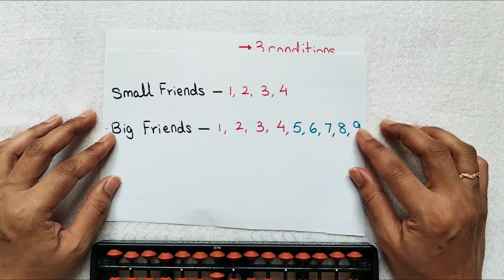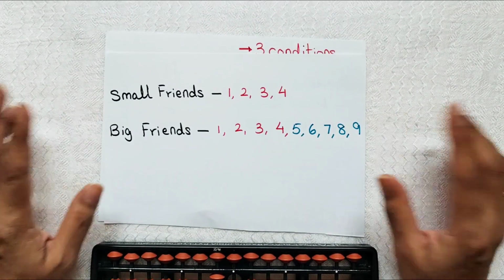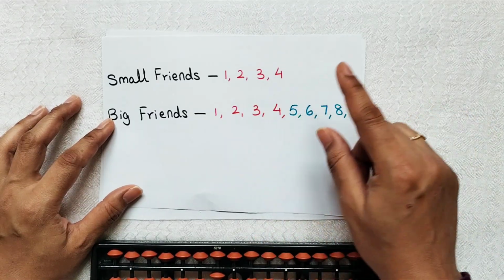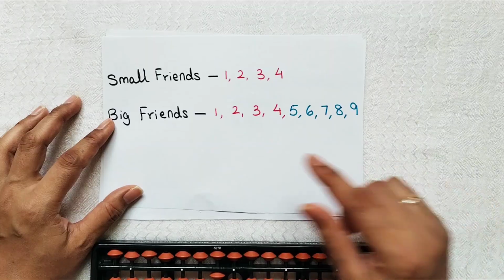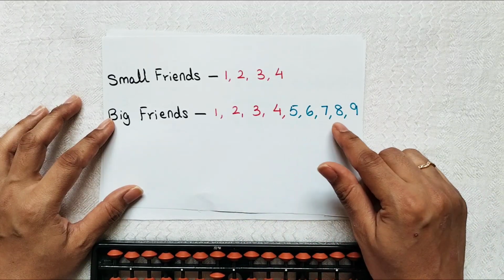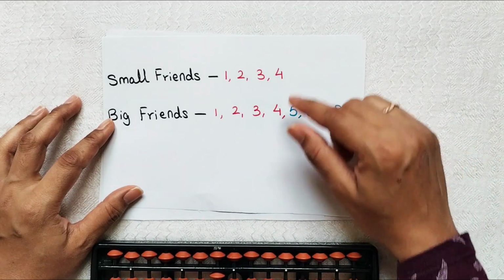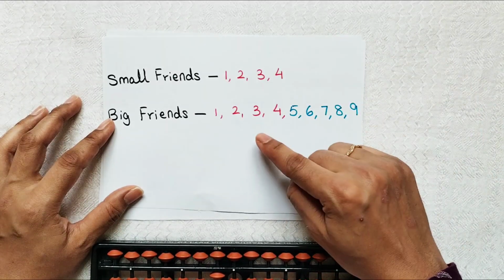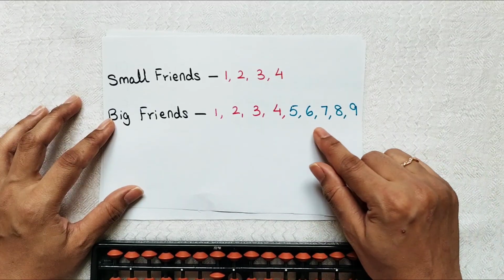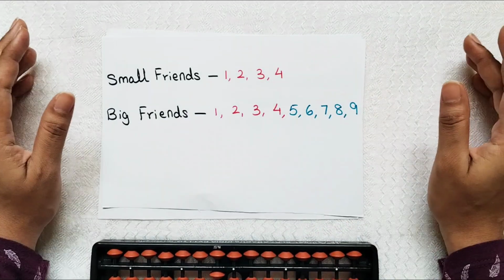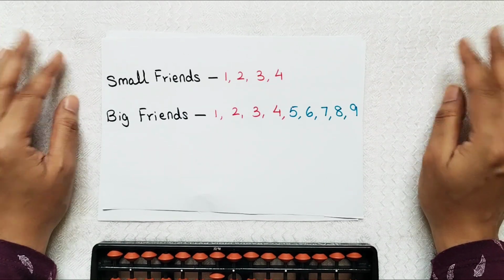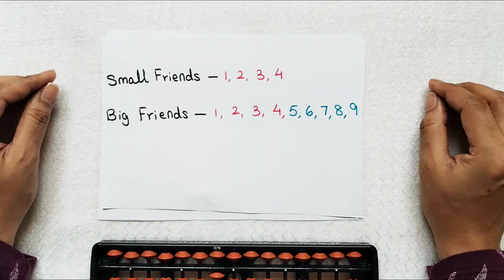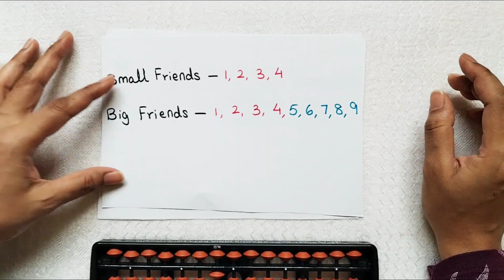Let's have a quick recap. We all know small friends and we have also learned big friends. For small friends, 1, 2, 3 and 4. And big friends are 1, 2, 3, 4, 5, 6, 7, 8 and 9. Now as you can see, numbers from 1 to 4 have two formulas, small friends and big friends. Whereas 5, 6, 7, 8 and 9 only have one formula, that is the big friend formula. Now we need to understand this. This is very important. When we are solving any sums using Abacus, we might come across such questions.